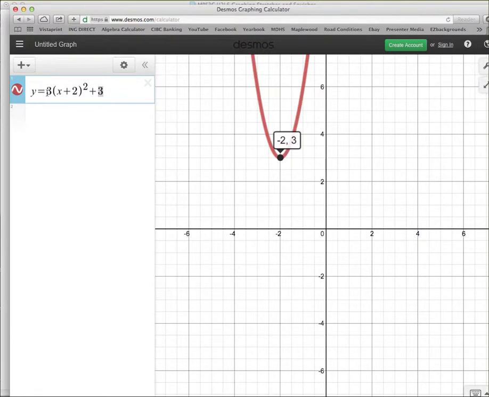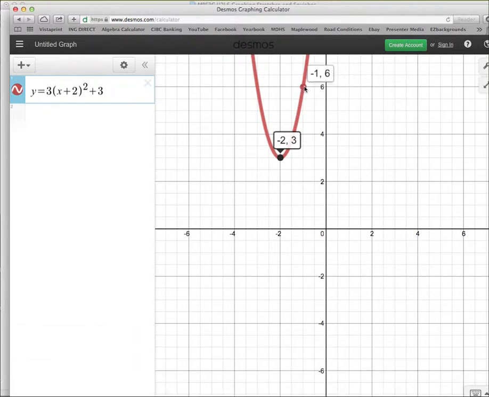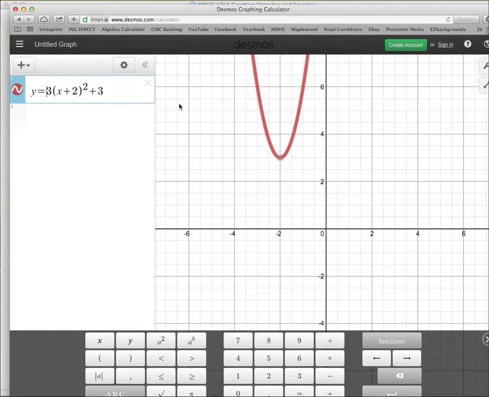And it's been stretched by 3. So we've got this, when we go over 1 from the vertex, we should go up 3. 1, 2, 3. And we do. It's right there at -1, +6. Okay. So there's our parabola. Now what happens if that is negative? Do you think something's going to happen to the vertex? Is this vertex going to move anywhere?